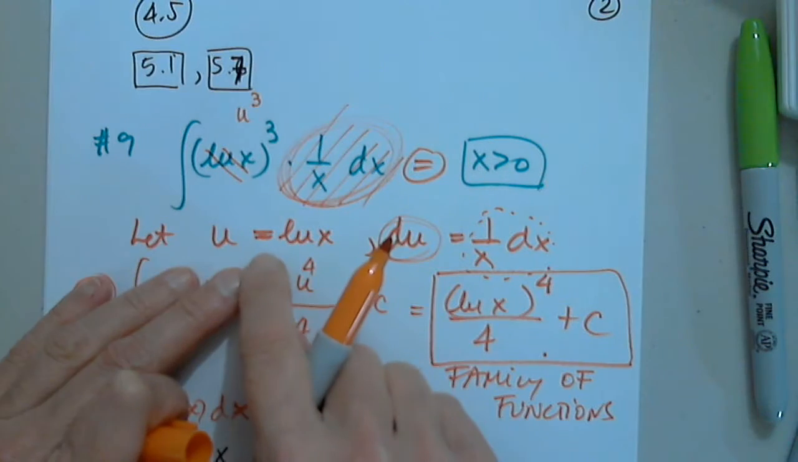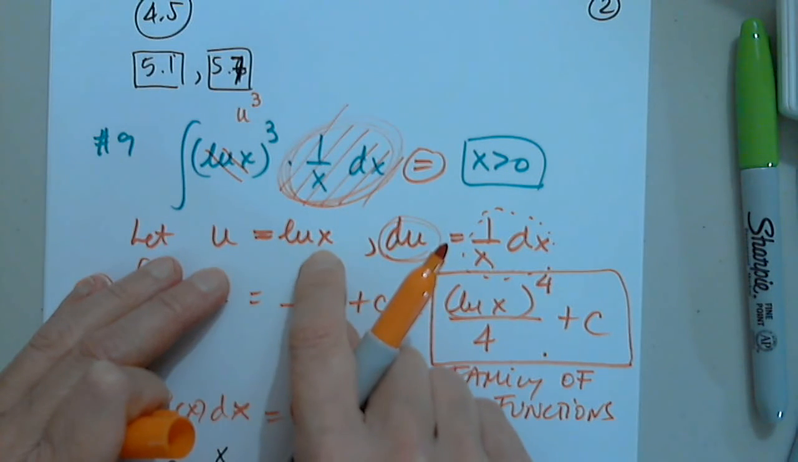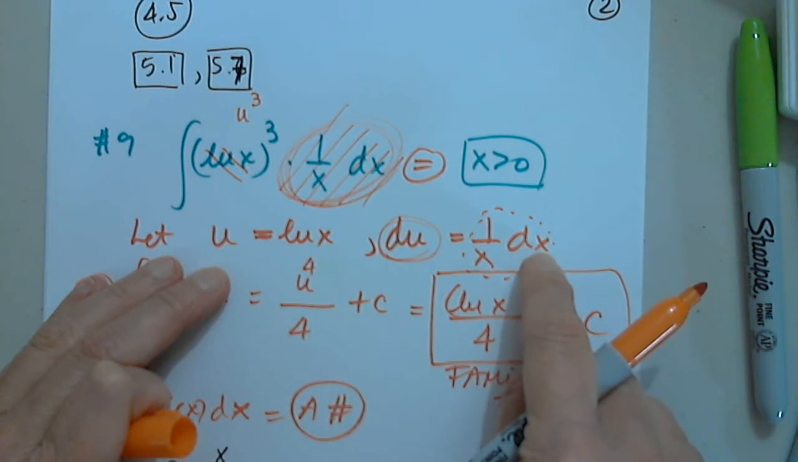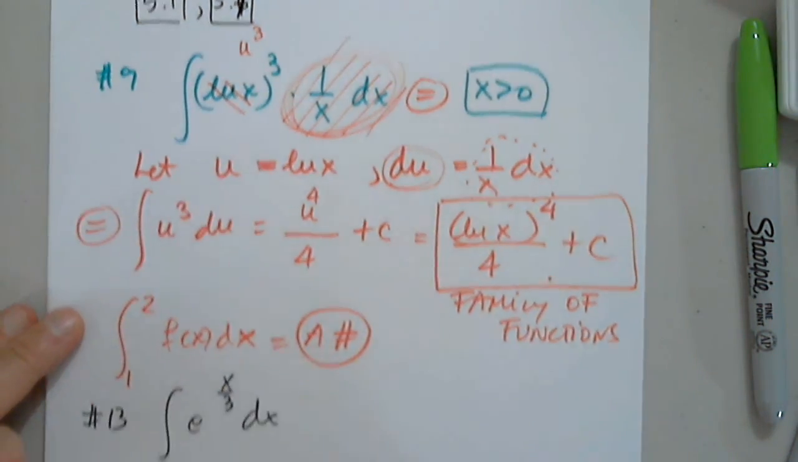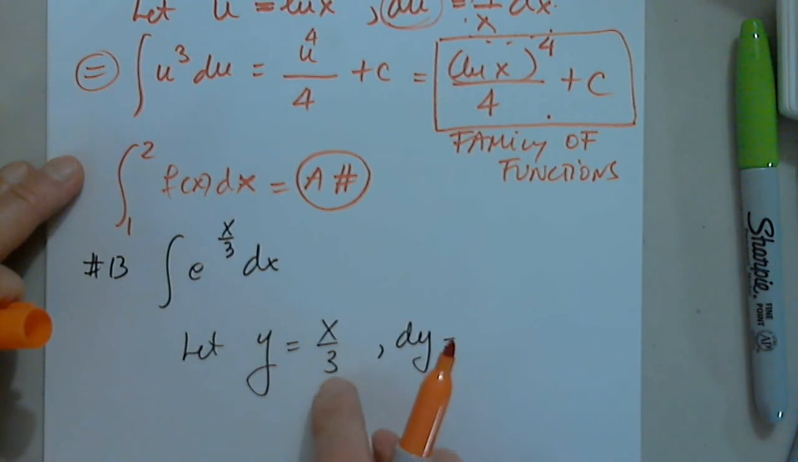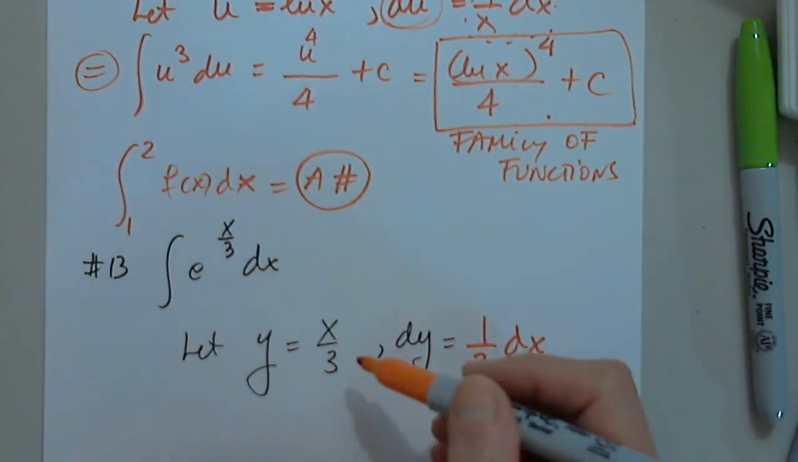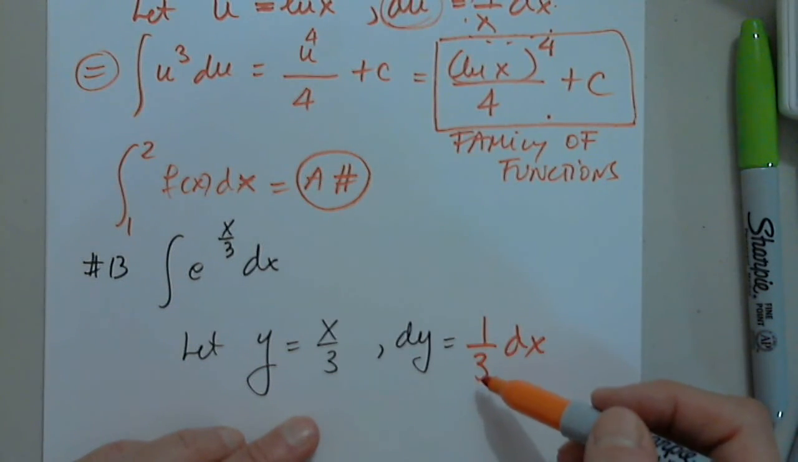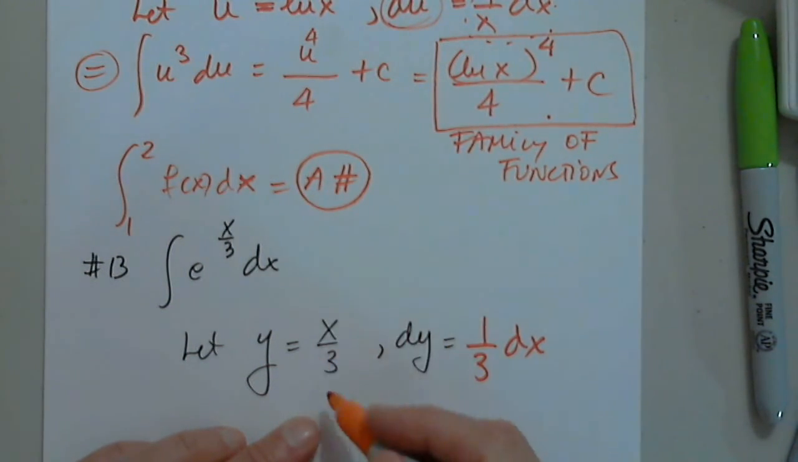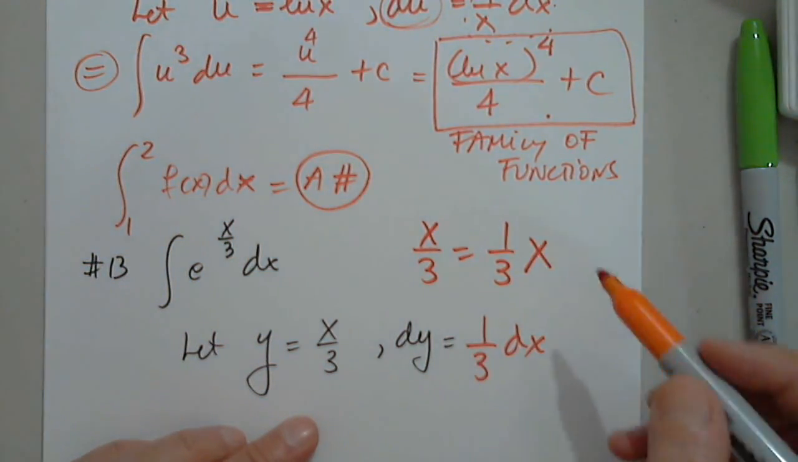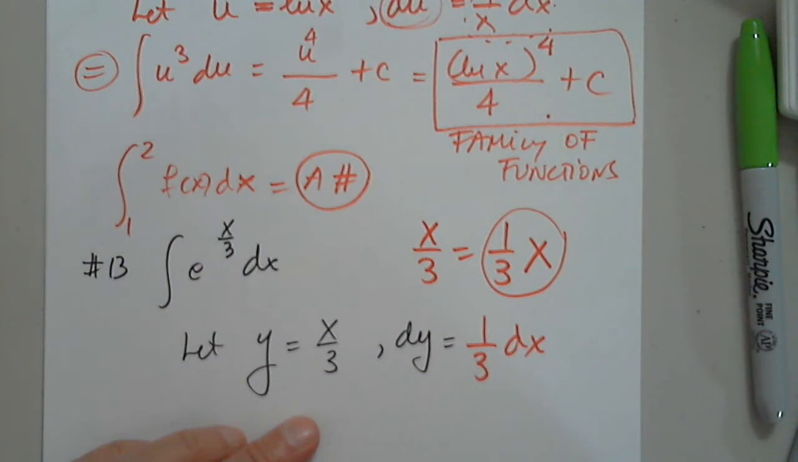So remember what we did here. So u equals natural log, du equals 1 over x dx. So would it be just dx? What happened to 1/3? When we differentiate x over 3, we get 1/3. We don't get 1, right? We get 1/3. X over 3 is the same as 1/3 x. When I differentiate this, I get 1/3.